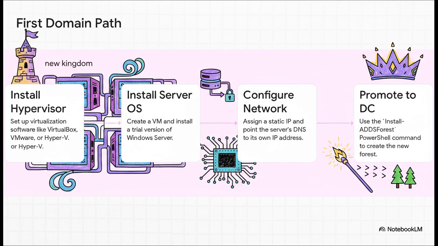First, grab a free hypervisor. Something like VirtualBox is perfect. Then create a new virtual machine and install a free trial of Windows Server on it. Next, and this is a really key step, give it a static IP address and point its own DNS setting back to itself. Then you just open up PowerShell, run one command, and bam, you have a brand new forest and domain. It's actually that easy to get started.